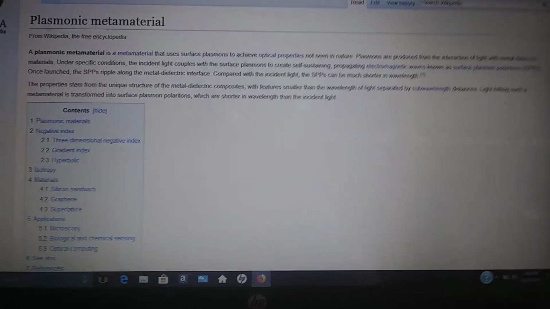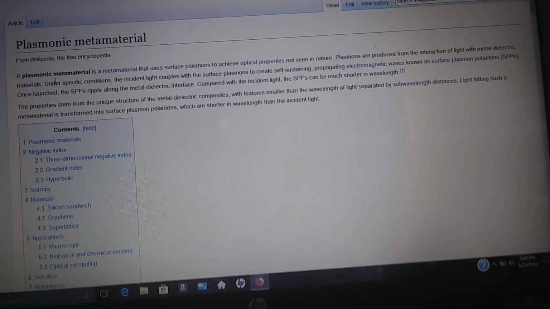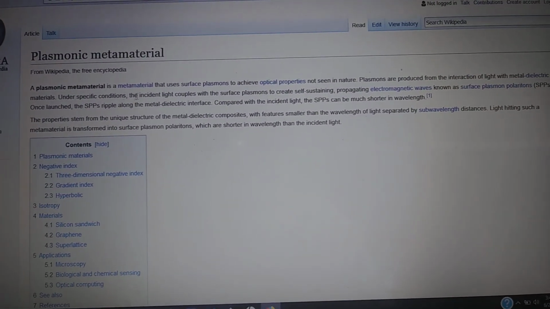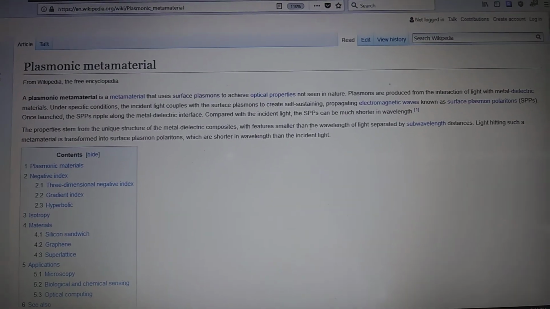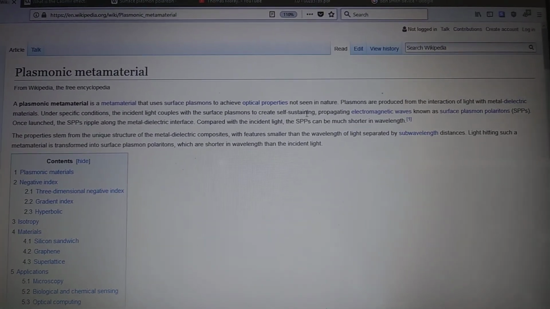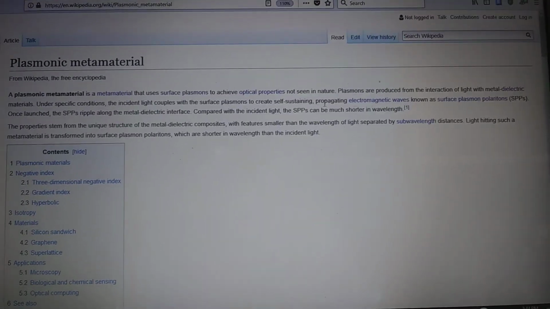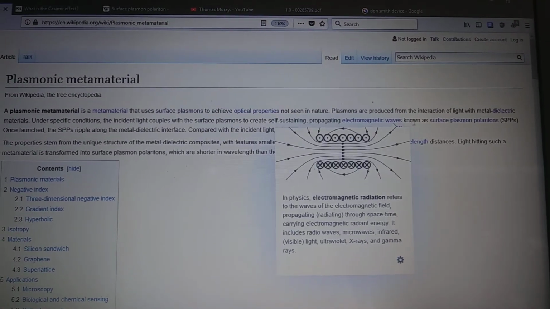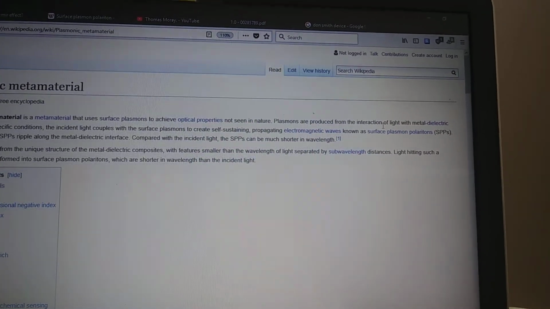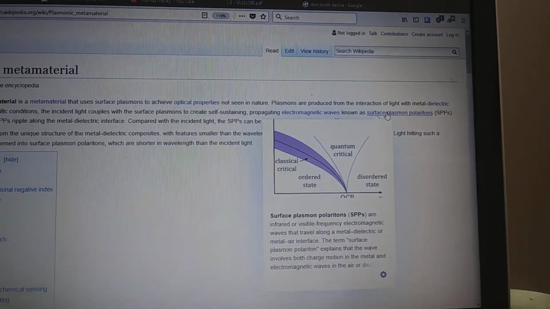Now, the light, under specific conditions, couples with surface plasmons to create self-sustaining, propagating electromagnetic waves, known as surface plasmon polaritons.